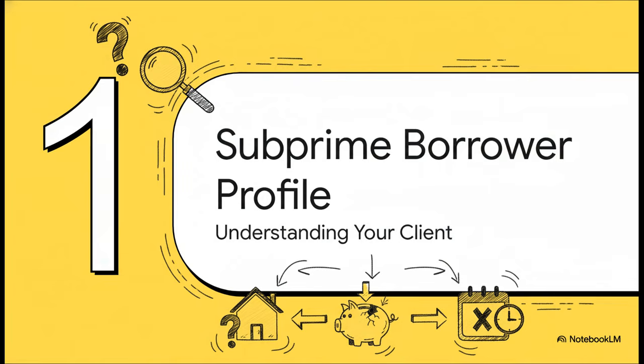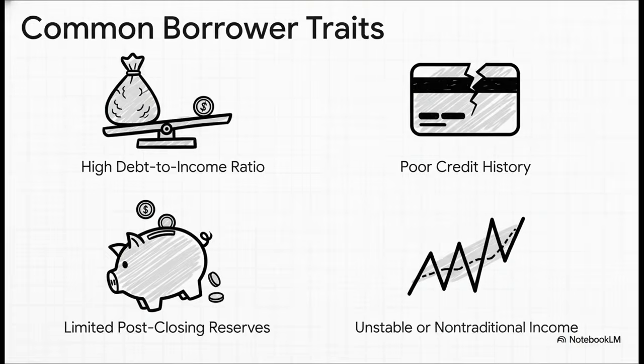All right, first up on the checklist, we've got to understand the borrower. Let's really dig into the common characteristics of a subprime applicant. So, a subprime borrower is often going to have at least one of these traits, maybe more. You're looking at things like a high debt-to-income ratio, maybe a credit history that's a little rocky with some late payments. They might not have a lot of cash left over after closing, or maybe their income is kind of tough to pin down. Think gig economy work, that kind of thing.